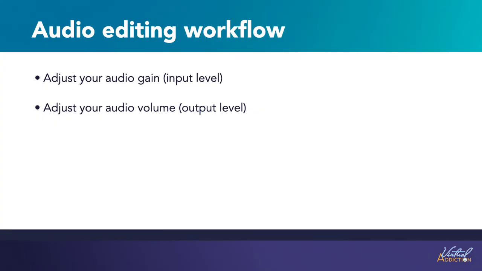A good workflow to take in Premiere is to first adjust your audio gain. This is the input level of your clips, and this is where you would make the baseline adjustments for the majority of your audio. Then you'll come back and you'll adjust your audio volume. That's the output level. And this is when you would individually adjust different volume levels of each clip in the timeline, which would allow you to tweak things on a clip-by-clip basis.